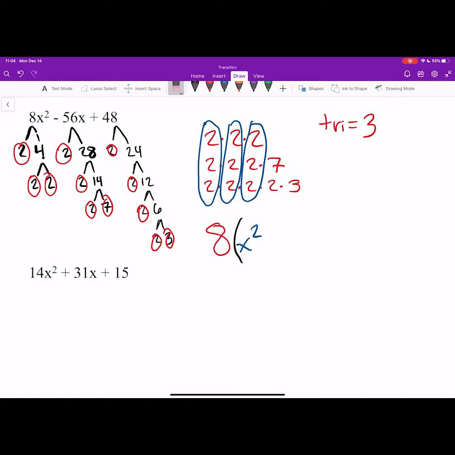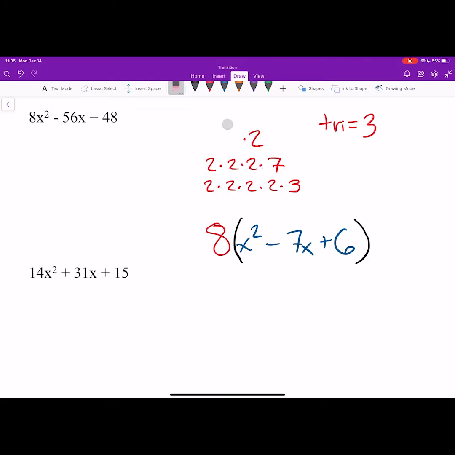Next, I look at that 56x and ask myself what was left. Well, the number 7 and a single x was left. I also have to look back at the original problem to see what the sign in between them was. It was a subtraction sign, so that still had better be negative. And lastly, I ask what was left in the 48. Well, the 2 and the 3, and I multiply them together because they're factors. 2 times 3 is 6. And I've now successfully factored out a greatest common factor. So I'm going to erase some of this to give myself a little more room.